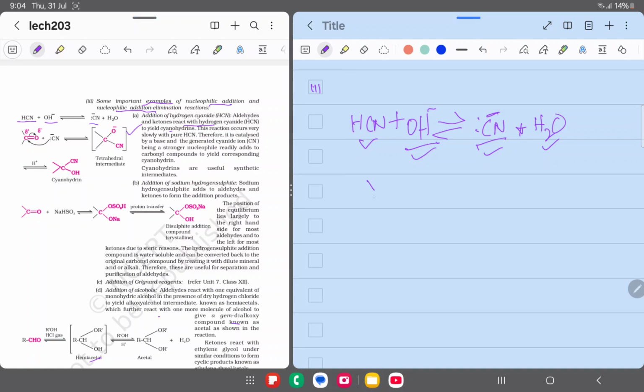So this is C double bond O, partial positive, partial negative, gives you cyanide. Reaction with cyanide forms this intermediate, O negative and positive. The positive charge is from the CN. This is the tetrahedral intermediate.